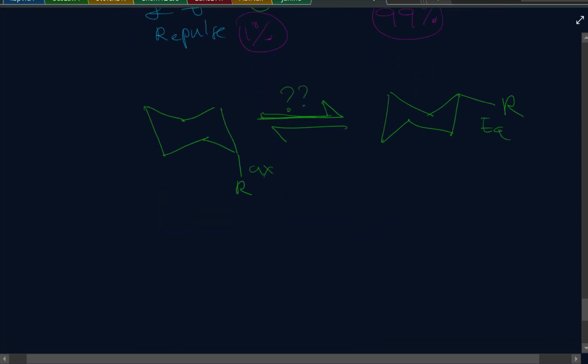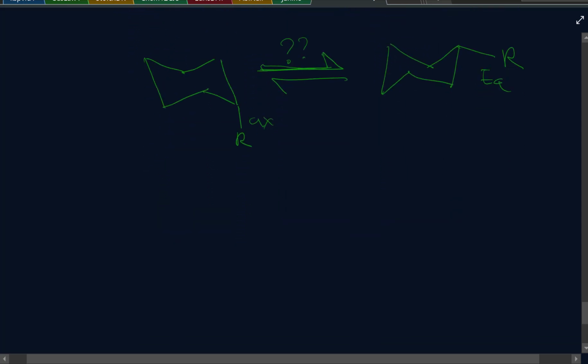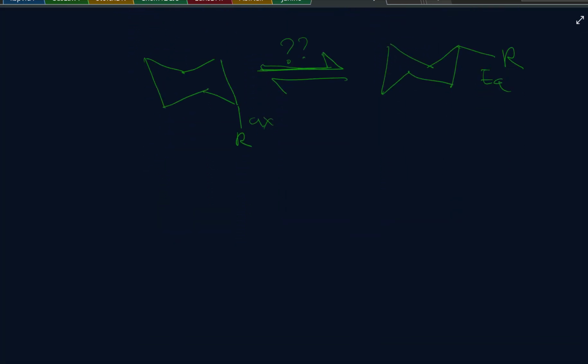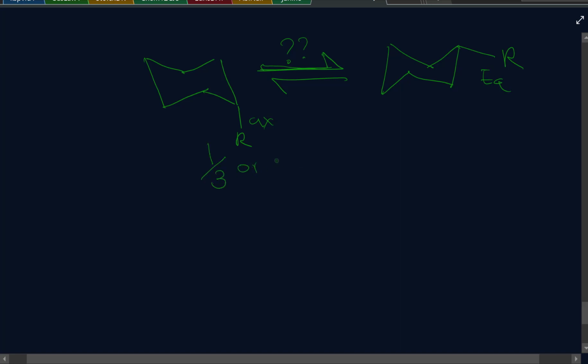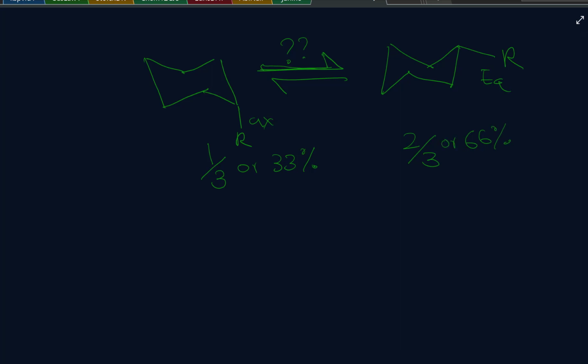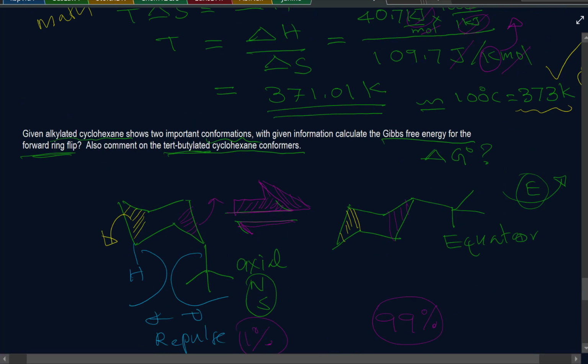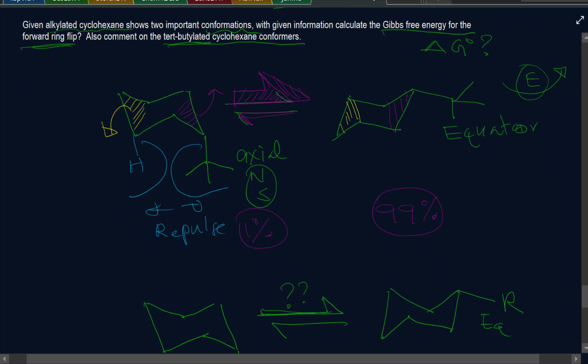That's the given picture, the green one. Now the question is, what's the delta G value? What's the Gibbs free energy pushing forward? The amount of the first chair is 33%, the other chair is 66%. It could be given in fractions as well, right? Fractions, percentages, it doesn't really matter.